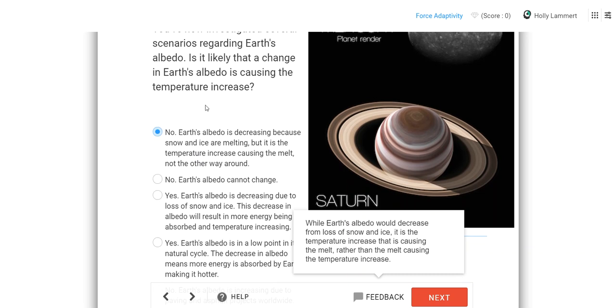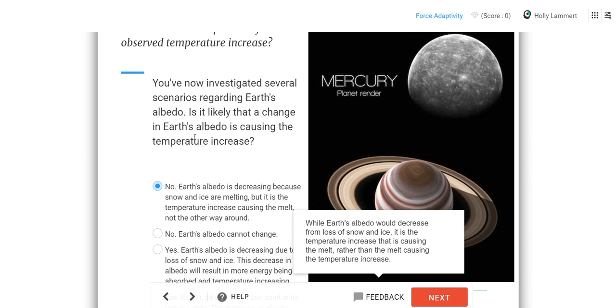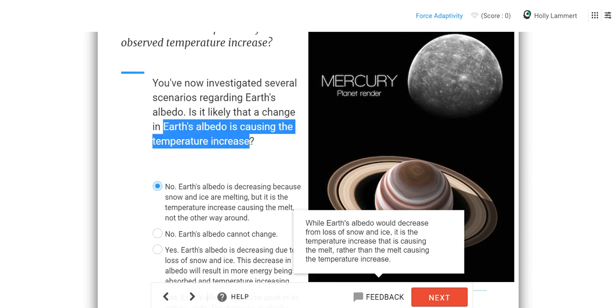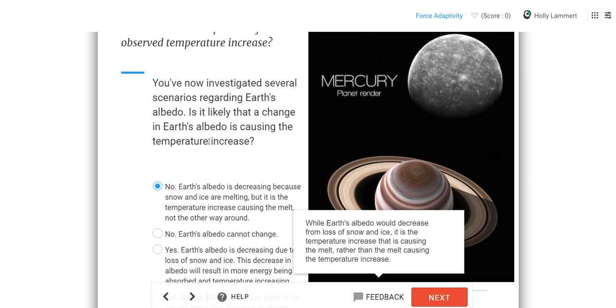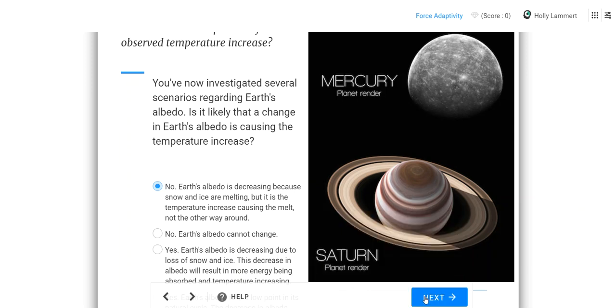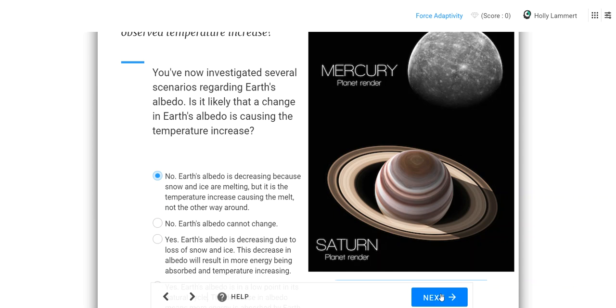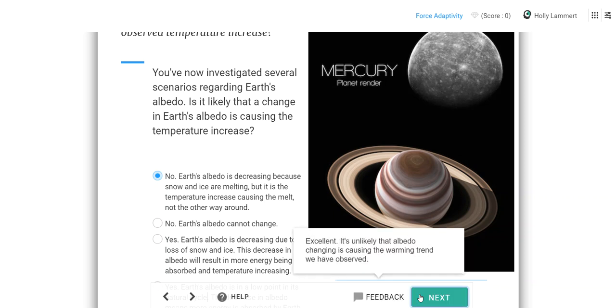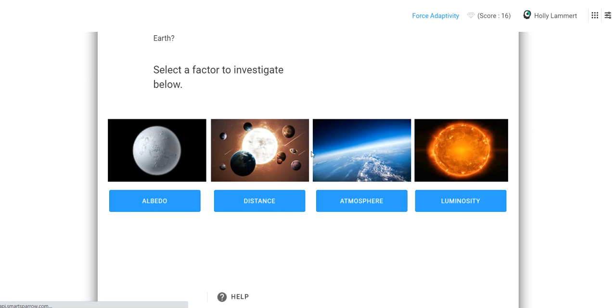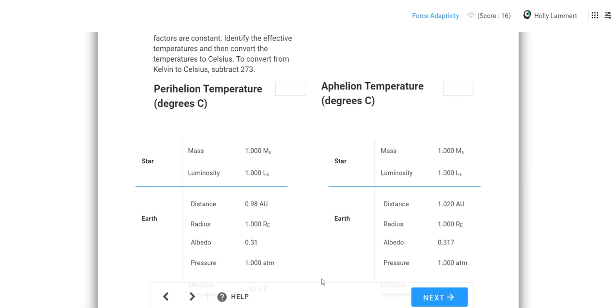Yeah, so it is part of that feedback loop, but where does it all start? Here, is the Earth's albedo causing the temperature increase? Not necessarily. The temperature is increasing, which is decreasing the albedo, increasing the temperature because of the decrease in the melt. Does that make sense? I hope so. And this is kind of funny, these two pictures, Mercury and Saturn. Well, remember, lowest albedo, highest albedo. All right, so let's select another factor. Let's go with the distance.